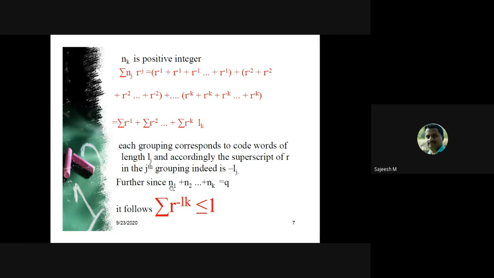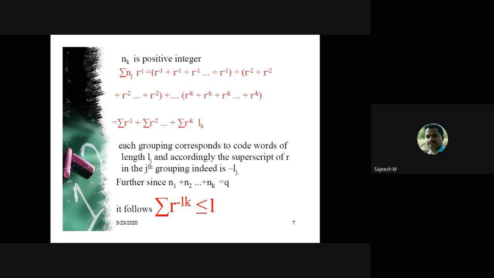And since n1 plus n2 plus etc. plus nk is equal to q, we can finally write the expression as sigma k equal to 1 to q r raised to minus lk is less than or equal to 1. I repeat, sigma k equal to 1 to q r raised to minus lk is less than or equal to 1. That is the Kraft inequality.